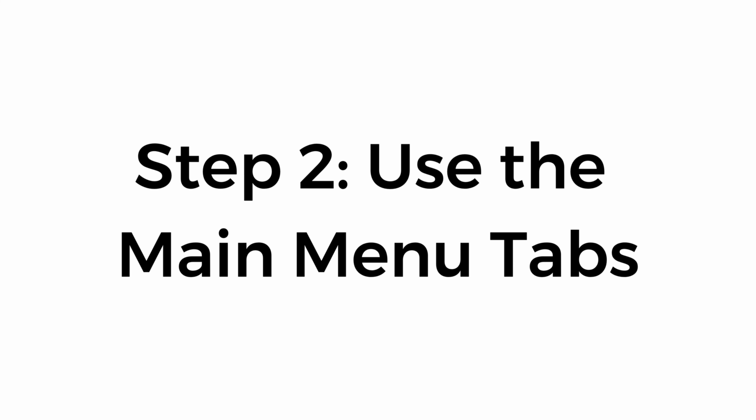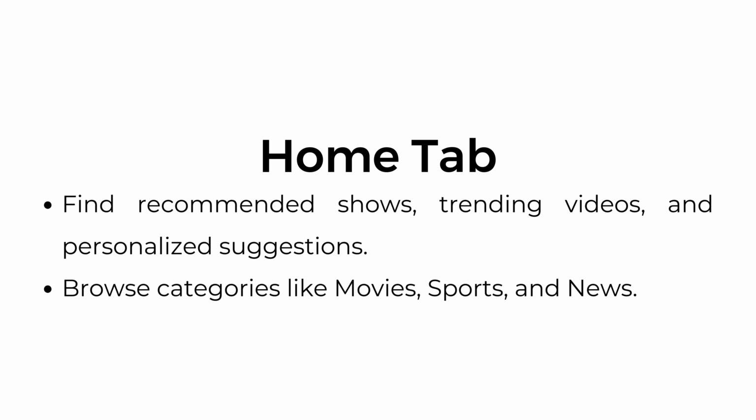Step number 2, use the main menu tabs. Home tab. Find recommended shows, trending videos, and personalized suggestions. Browse categories like movies, sports, and news.